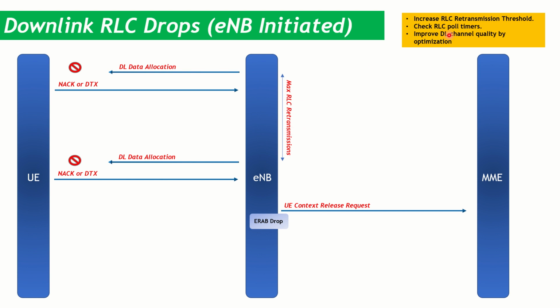Another one could be the RLC poll timers. So the RLC poll timers, if they are too small, then your retransmissions will happen very quickly. That can also cause a quicker timeout for RLC retransmissions, which can actually result in more drops due to this issue. Again, if you increase the poll timers to a very high value, then that can cause more interruption time for the UE.